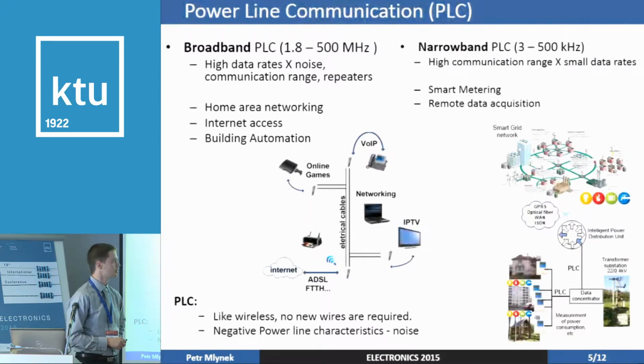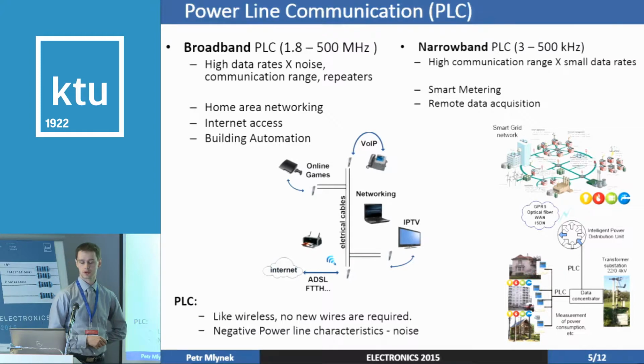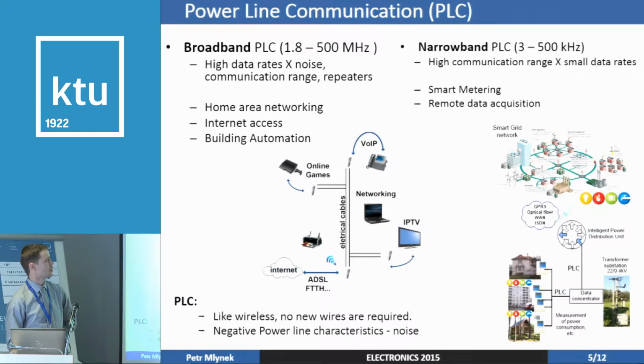Power line communication can be divided according to the frequency band into broadband and narrowband. The broadband achieves high data rates, but there are problems with noise, communication range, repeaters and so on. Therefore, it is focused on home area networking, internet access, building automation and so on. On the other hand, narrowband power line communication achieves a long communication range, but with small data rates. Therefore, it is used for smart metering and remote data acquisition. The big advantage of power line communication, like wireless, is that it doesn't need new wires. But there are also many disadvantages, like power line characteristics, especially noise.